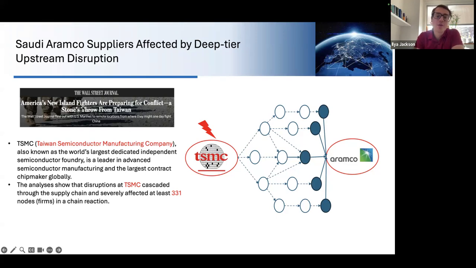Right now we see scary headlines like this, that there are tensions between US and China over Taiwan, and unfortunately for the rest of the globe, most of advanced semiconductor manufacturing is happening in Taiwan. TSMC is a Taiwanese company. So if it's disrupted, in total in my network, over 300 companies are severely disrupted. They experience a severe drop in service level. They cannot supply to their customers.